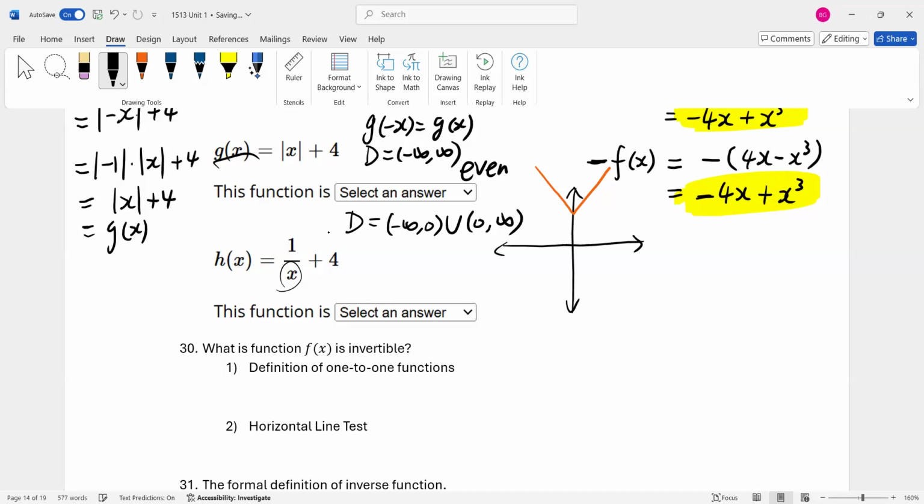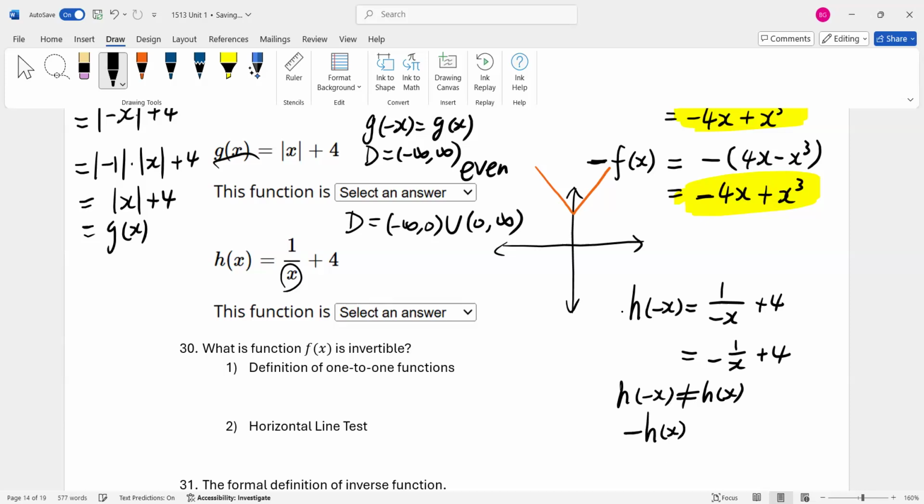We are going to see what h of negative x is. We just need to replace the input with negative x. All right? And this would give us negative 1 over x plus 4. And it is not the same as h of x, and it's not the same as negative h of x either, because negative h of x is going to be negative 1 over x minus 4.